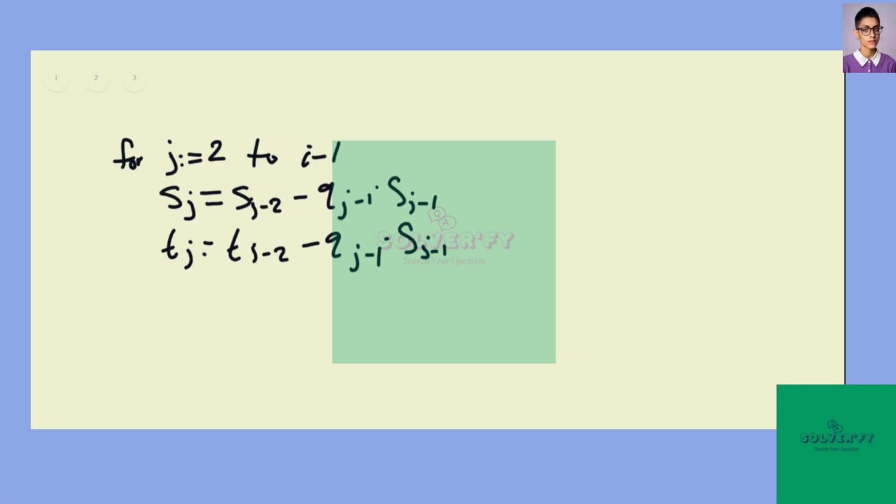Okay, and so then that'll go through and we get our list of s and t's all the way until there are no more. And so now we can return the GCD of A, B, which is going to be equal to S_n times A plus T_n times B.